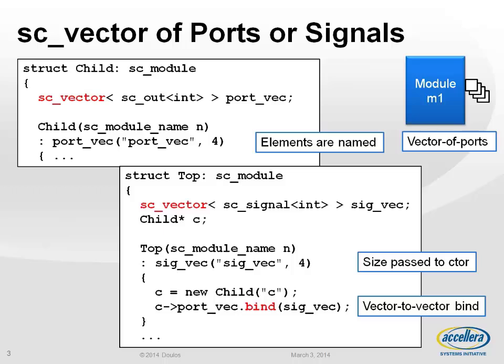We can do the same trick with signals or other channels. So here we've got sigvec, which is just a vector of signals. And down here in the constructor we're naming our sigvec and giving it a size to say we've got a vector of 4 signals. So now we've got a vector of 4 signals, we've got a vector of ports, and the really cool thing, we can bind our port vector to our signal vector with a single line of code. So we've got this->port_vec.bind(sigvec). This is a thing that you couldn't do had you explicitly declared C arrays or STL vectors. We've bound our vector of ports to a vector of signals in a straightforward way.